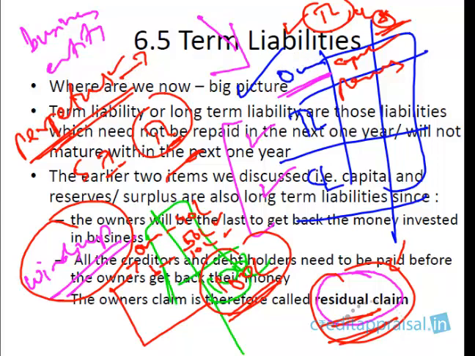It runs into many years till the company gets wound up, maybe 10 years, 20 years, 50 years, right? Until the company gets wound up, repayment to the owner doesn't come into the picture, right? So we can classify it, in a way, as a term liability.